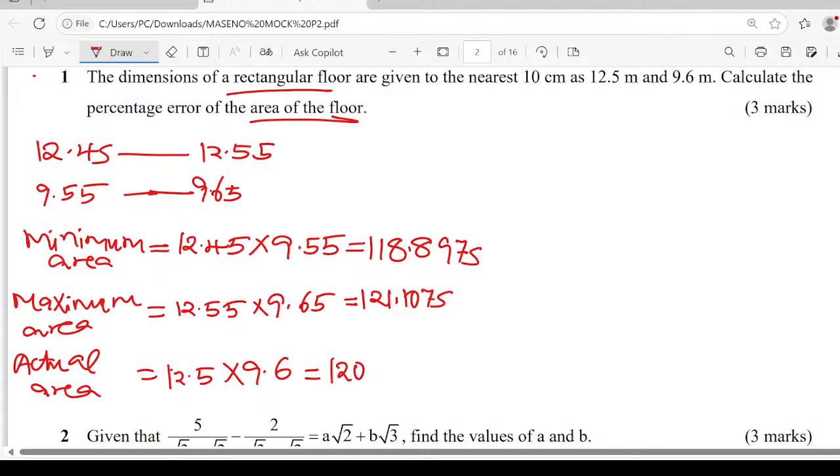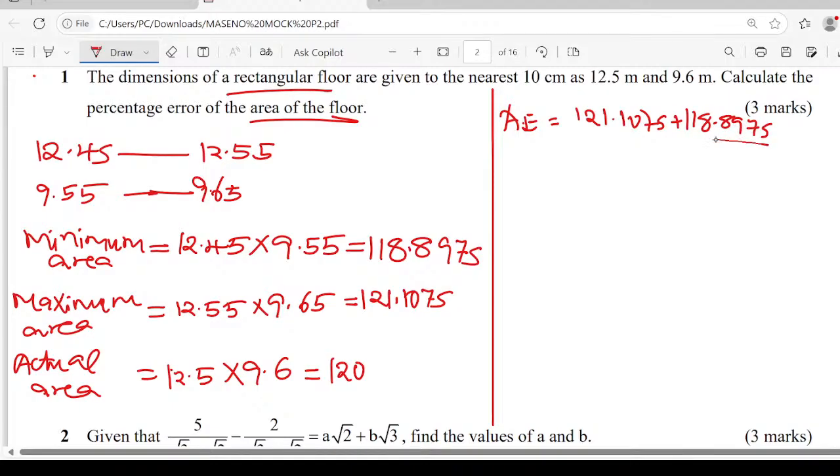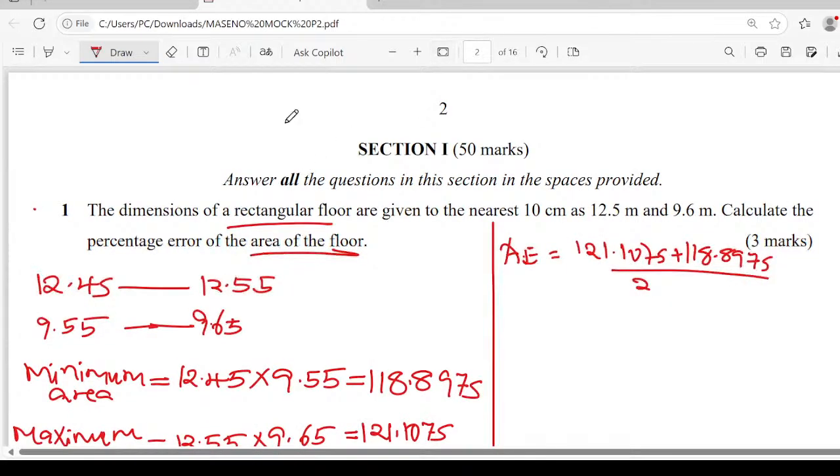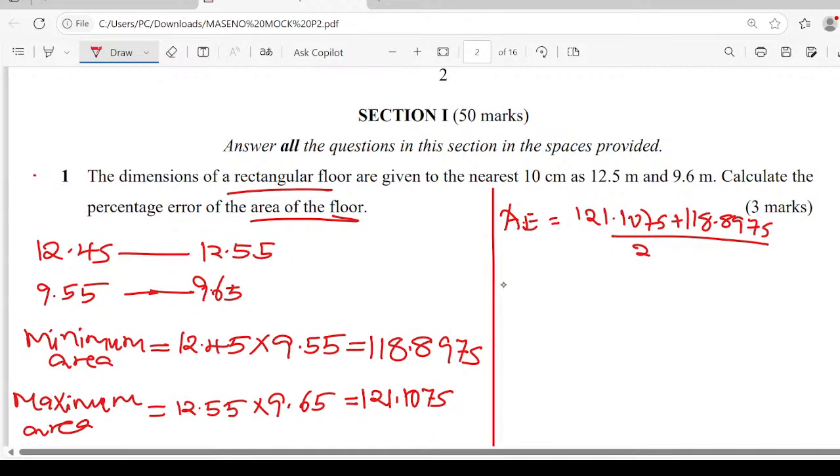After getting the actual area, we are now going to get what is called absolute error. You take your maximum area, which will be 121.1075, plus your minimum area, which will be 118.8975. Then you divide it by 2. When you divide that by 2, I'm going to get an absolute error.